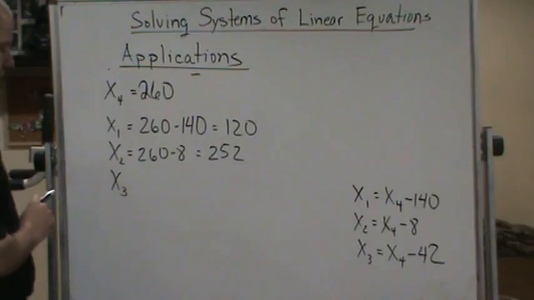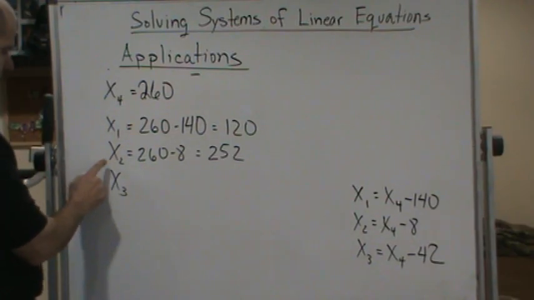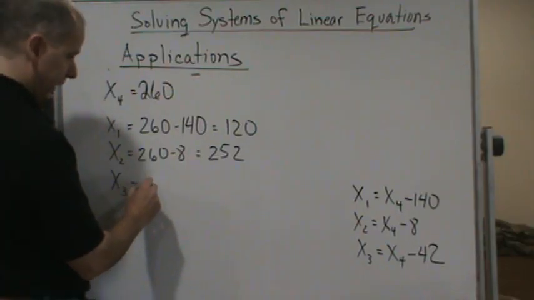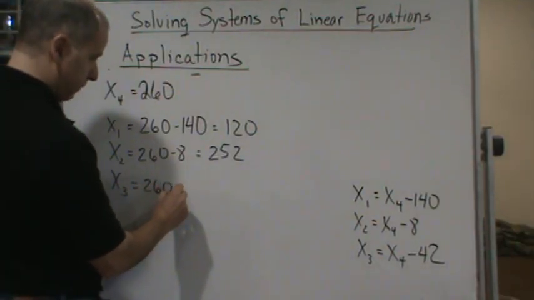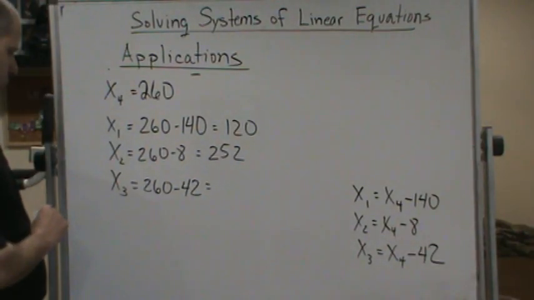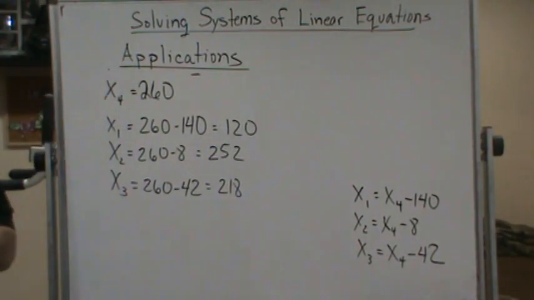And the flow rate X3, so AB, BC, CD, right? Between intersections C and D is going to equal 260 minus 42, which would be 218. All right, and so those are vehicles per hour. Those are the rates.